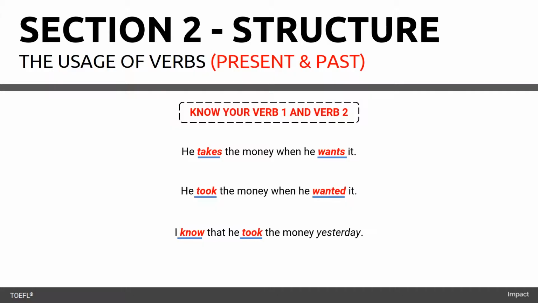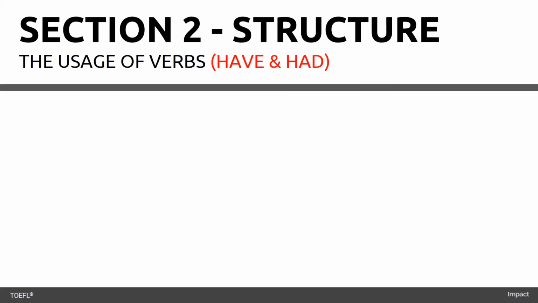When you know something now. So this situation is different. I know about something now that happened in the past, took. And that is why know uses verb 1 and took uses verb 2. The usage of your verb needs to be correct in accordance to the situation. Let's move on to the next part.